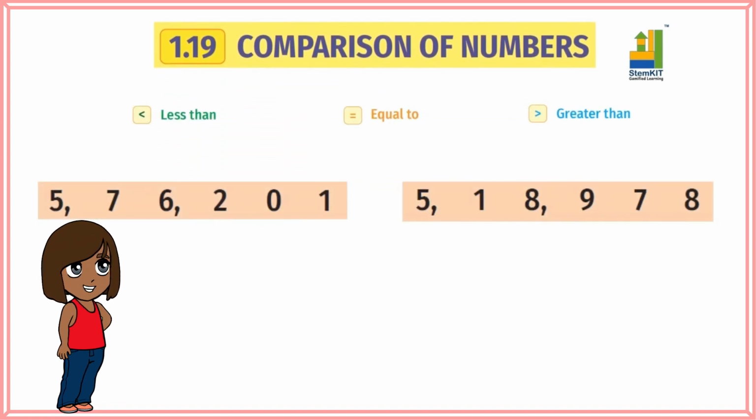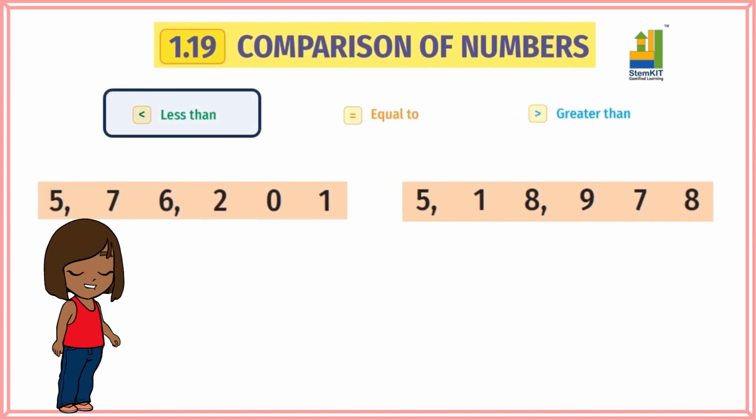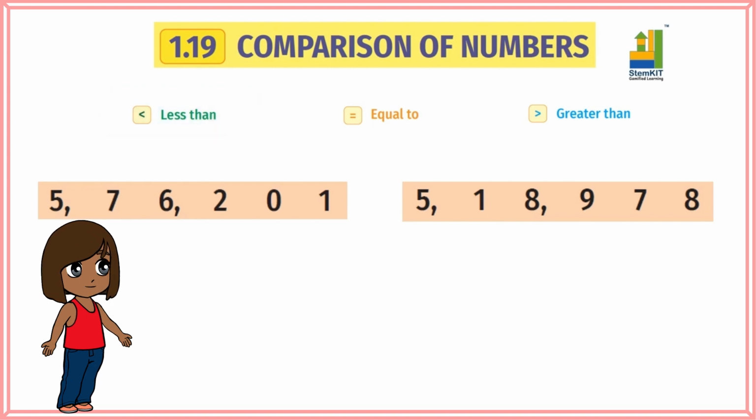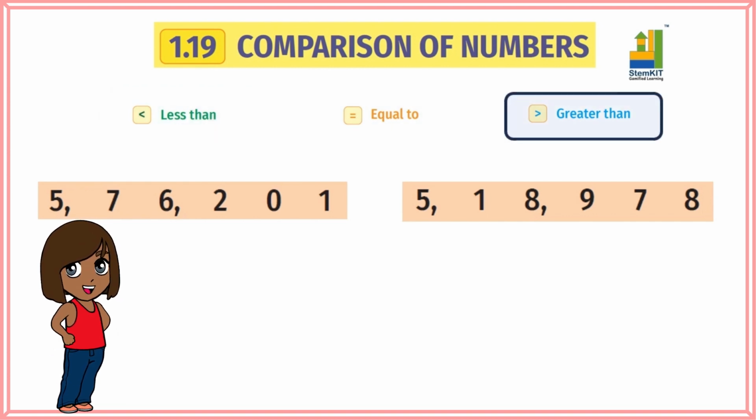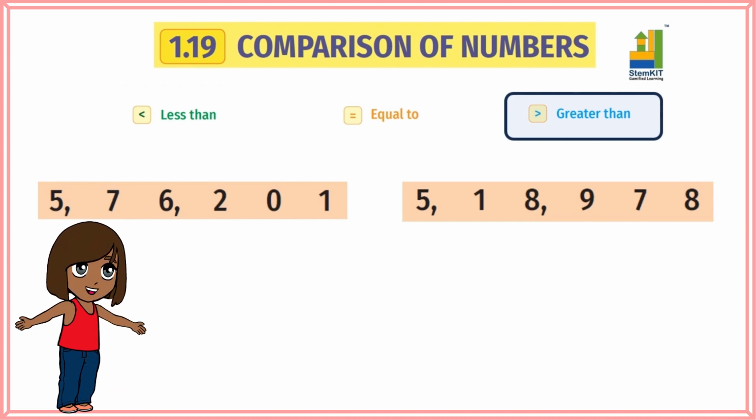Notice the signs for comparisons. Left arrow means less than. Equal to sign. Right arrow means more than. An easy way to remember this is, the arrow always points to the smaller number.